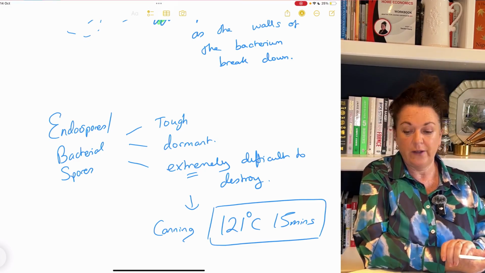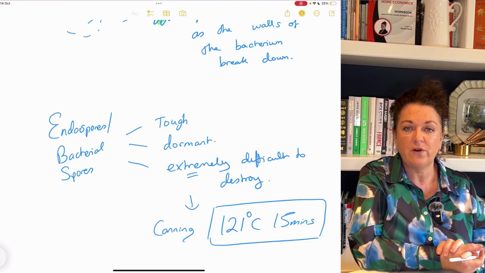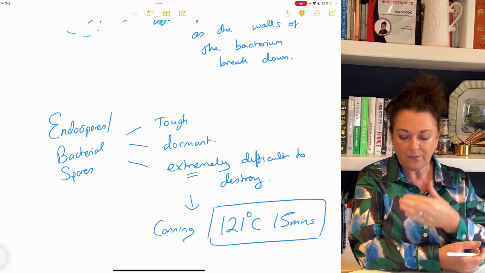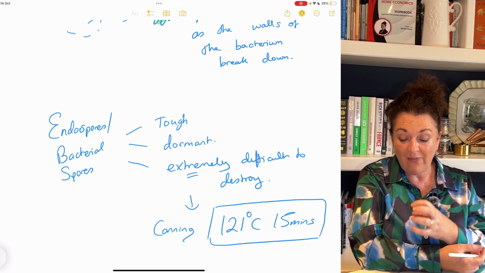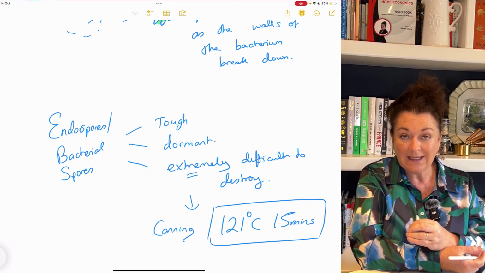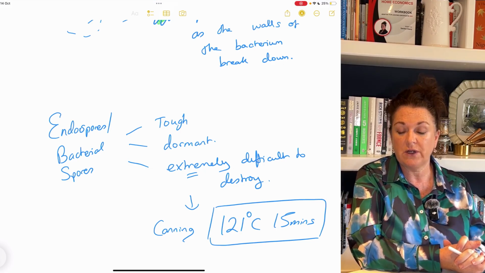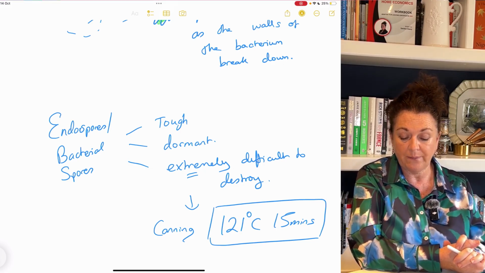Now, there is nothing I know of that would survive 5 hours of boiling at 100 degrees centigrade, and that is the equivalent. And that's the kind of heat or temperature that is needed to kill, say, the spores of Clostridium botulinum.